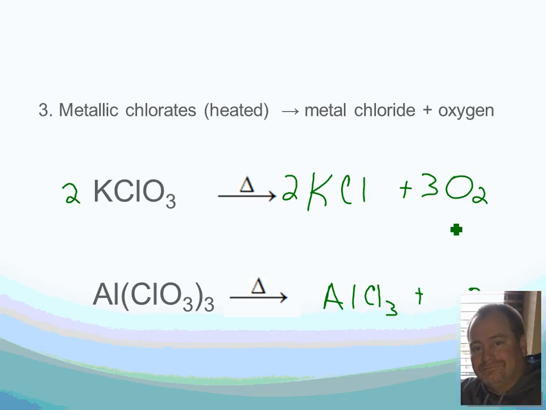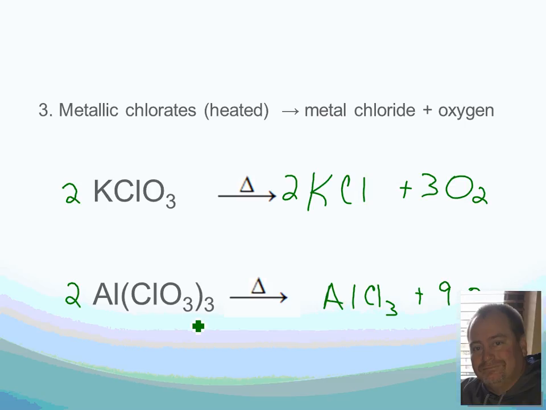Now, once again, same thing with my oxygens over here. This is 3 times 3, 9. That's an odd number. So I'm going to put a 2 here to make that an even number. Now I've got how many oxygens? 18. It would be nice if this would work out. I'll put a 9 there because 9 times 2 is 18.